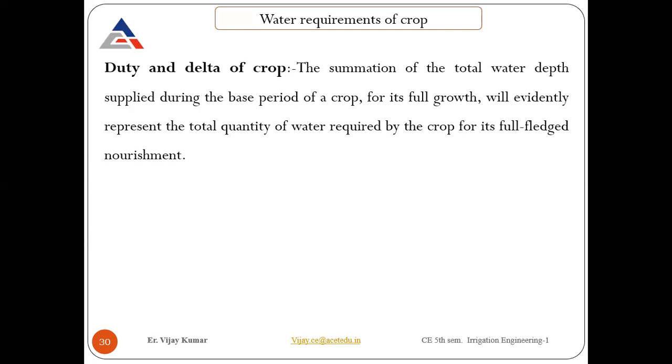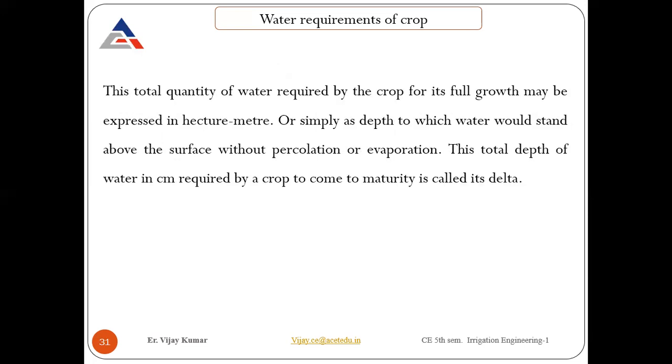Which I just explained, which is mentioned in these slides also. So the summation of total water depth that we supply to the crop for its full growth will evidently represent the total quantity of water required for growth and its full-fledged nourishment. I just explained that. There are some numericals also related to this so that we can calculate. So these are the things mentioned here, which I just explained to you.